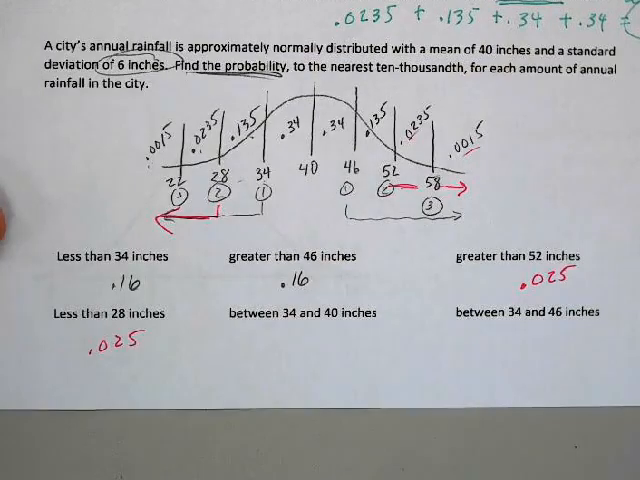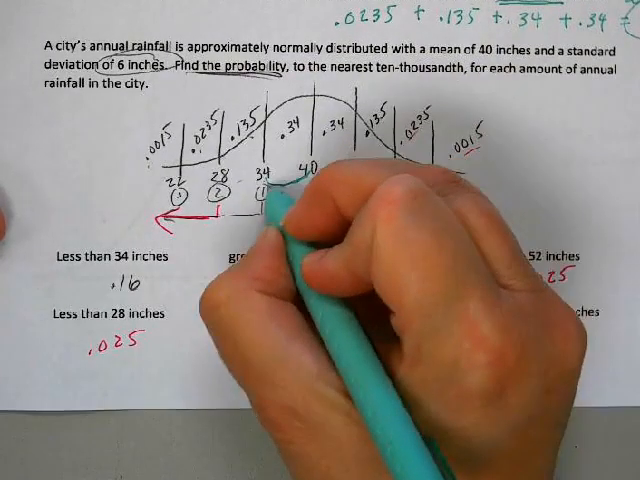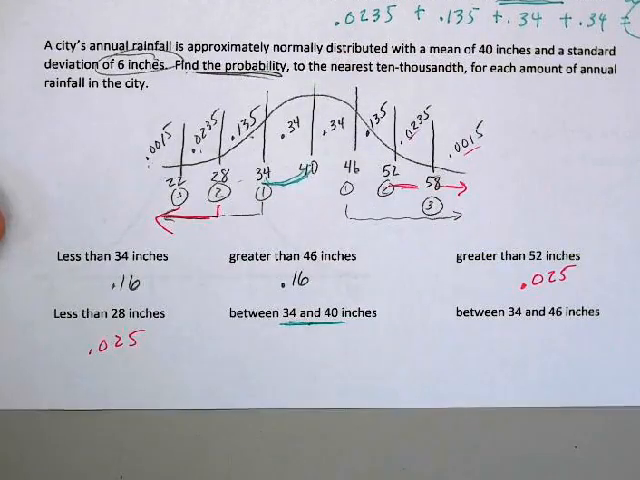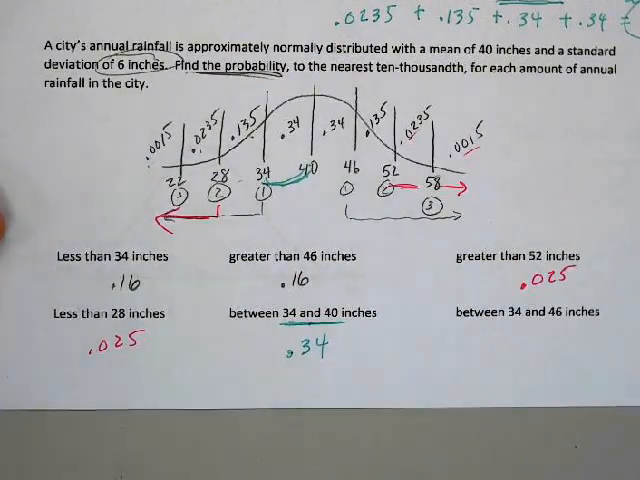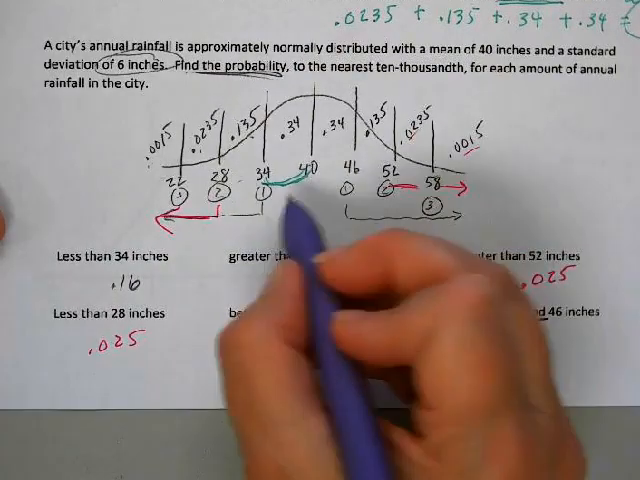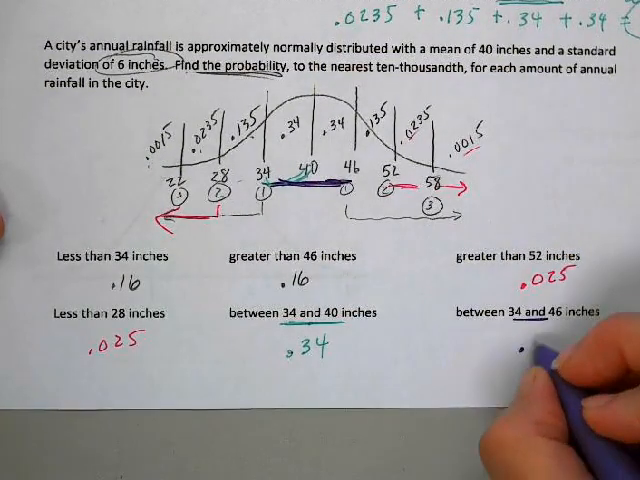And then the last one says between 34 and 40. So that's just 1 standard deviation away, but only on one side. So that's 0.34. And then the last one says between 34 and 46. Well, that's right in the middle here. That's 1 standard deviation on both sides. So that would be 0.68.